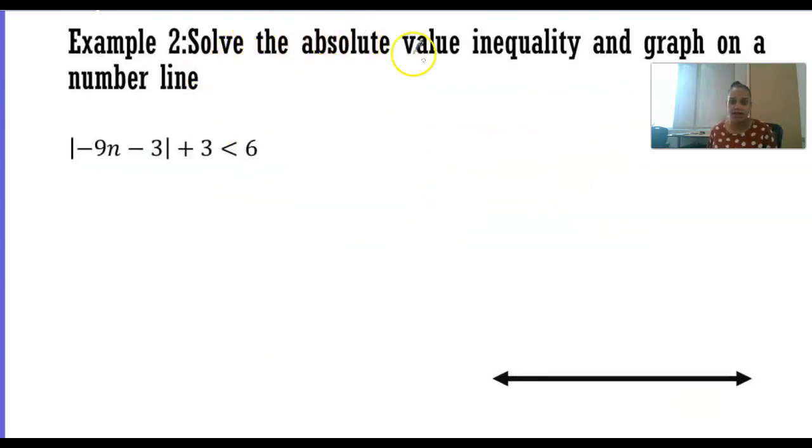Moving on, solve the absolute value inequality and graph on a number line. So let's try this one. Subtract 3 on both sides. Always isolate the absolute value before trying to solve. So from here I can take my two cases. Case 1.